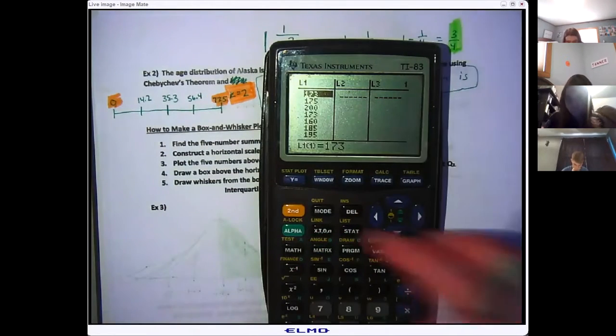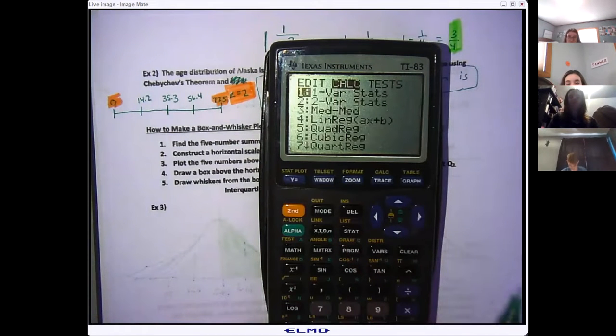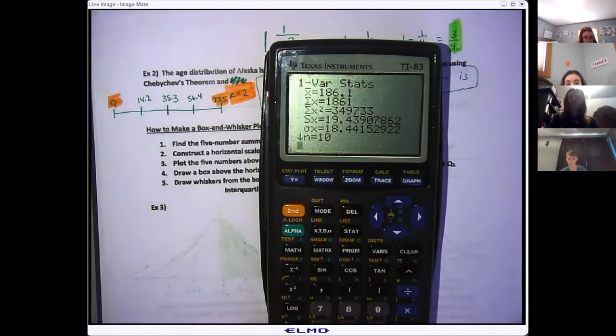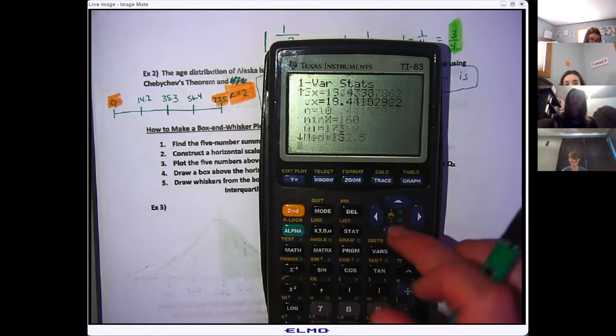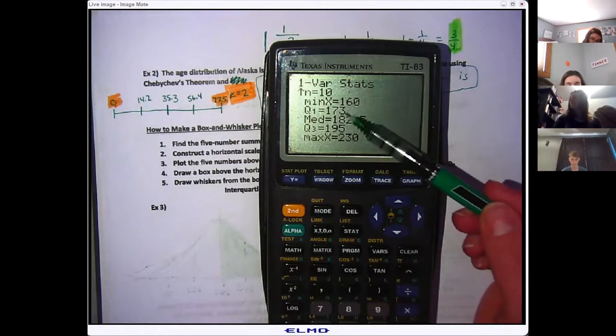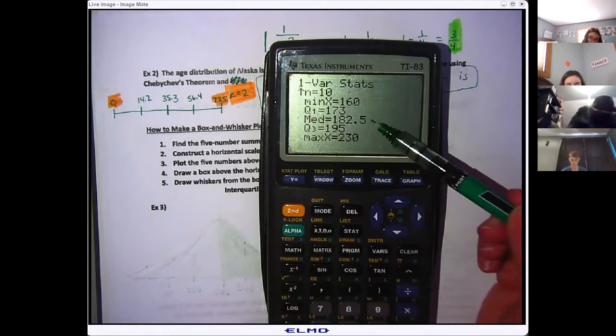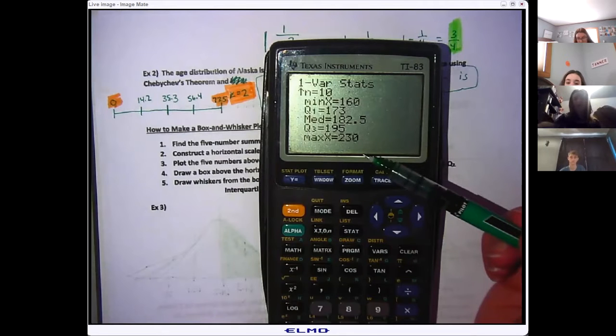There's 10 of them. And then if you go to stats, calc, and hit one variable stats and enter, then we've got all of our data again. Everybody make sure that your numbers match mine. If you scroll down, you should have 160, 173, 182 and a half, 195, and 230. Do you have the same numbers, Megan? How about you, Michaela? Yep. Krista, Tanner, you good? Okay, Caitlin, Mitchell?